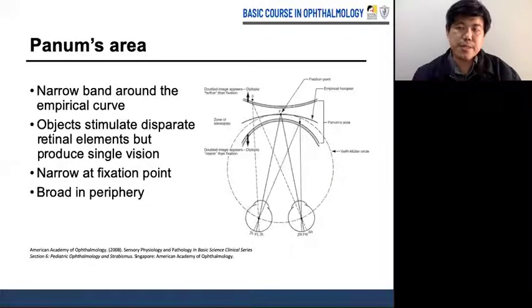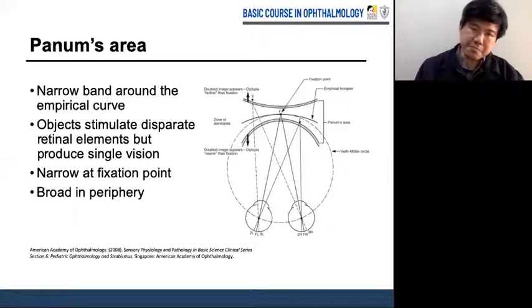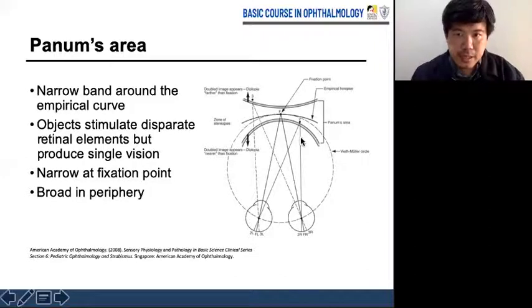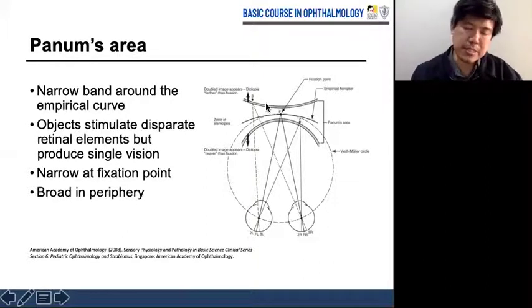However, there is a third component of the horopter, which is called Panum's fusional area. It is a narrow band around the horopter within which the objects stimulate disparate retinal elements, but still transmit the impression of single vision. So it's this area. So this is the empirical curve being discussed a while ago. Anything that falls behind or in front of it should be seen double. However, as long as it is inside this Panum's fusional area, then it can still be seen as one.